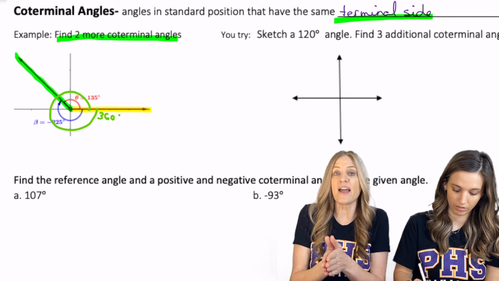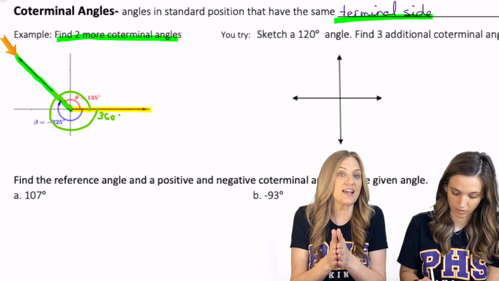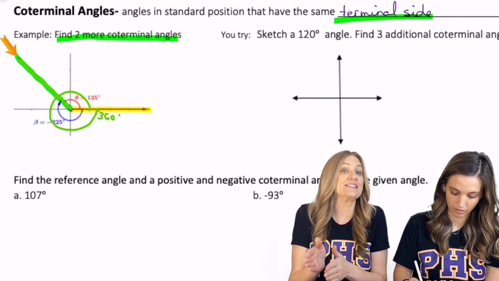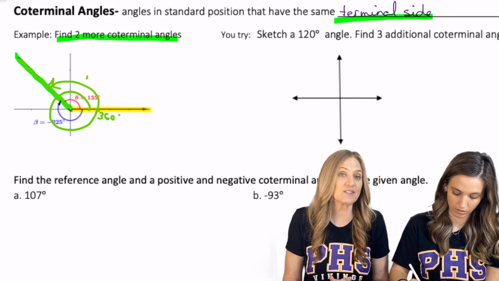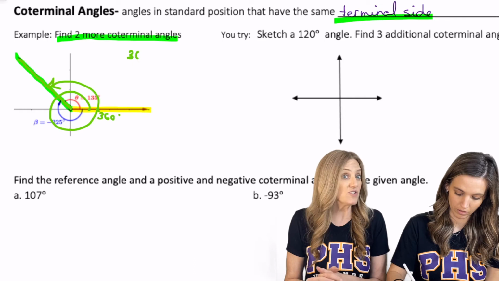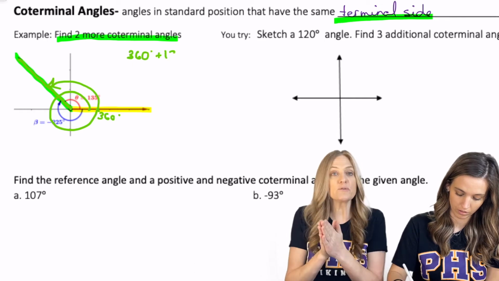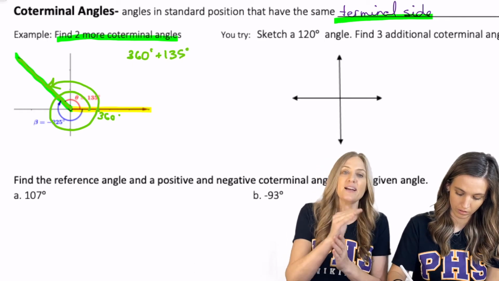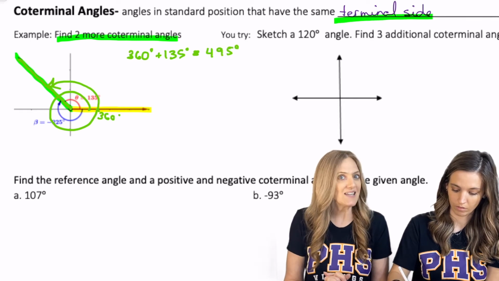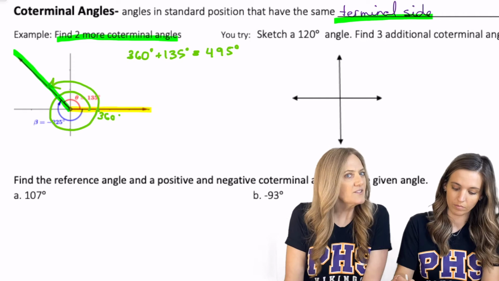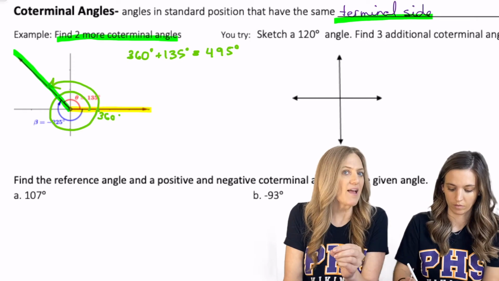But remember, I have to end at the same place. So that means I need to go that additional 135 to end at the same terminal side. Our new angle measures that 1 full rotation of 360 plus an additional 135, 495 degrees.